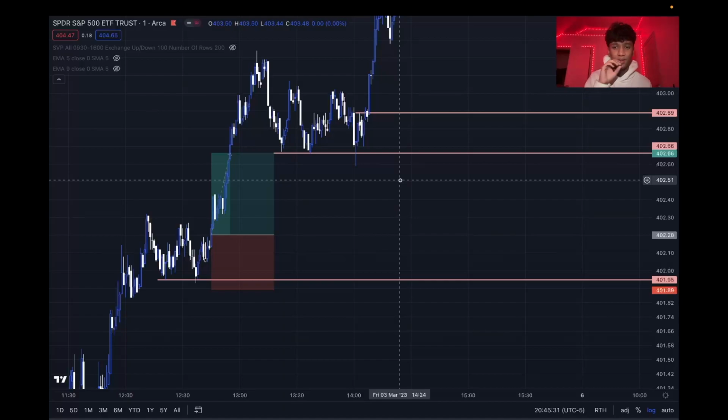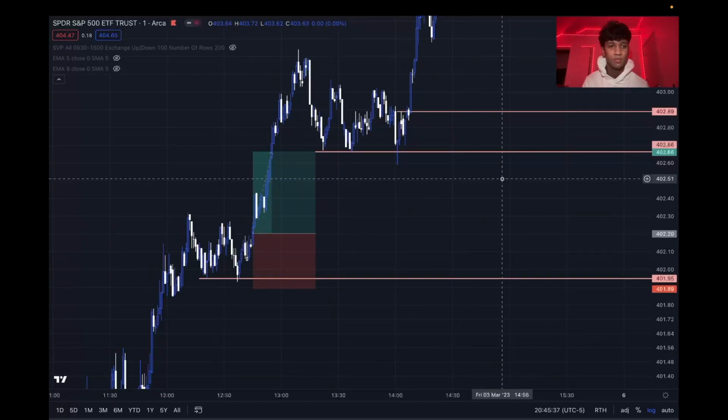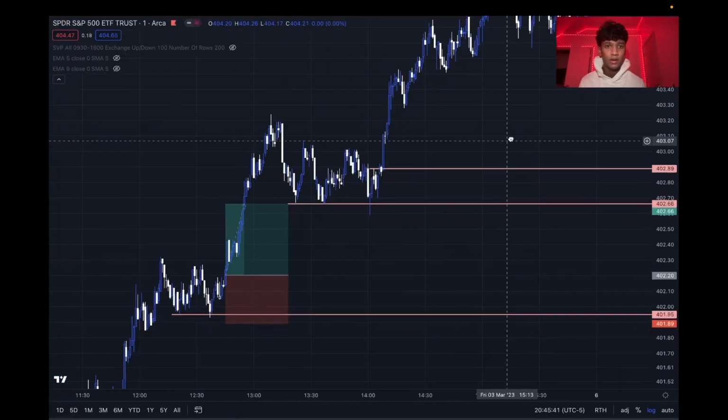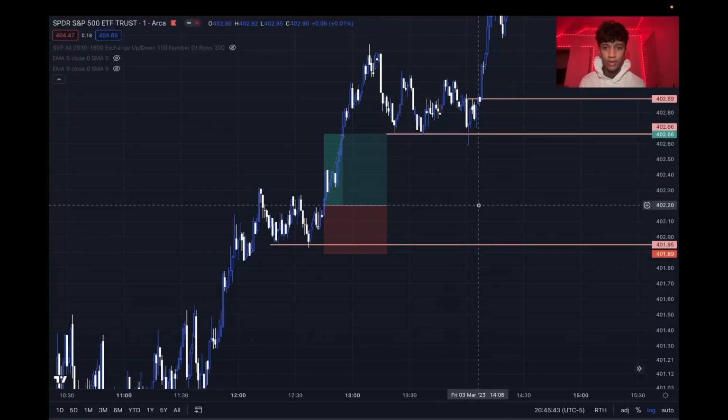It's mostly for intermediate traders who've been knowing these terms for like a month now, or like a week or whatever. It depends on how fast you learn, to be honest. But I'm gonna be showing y'all how I trade in the Discord.